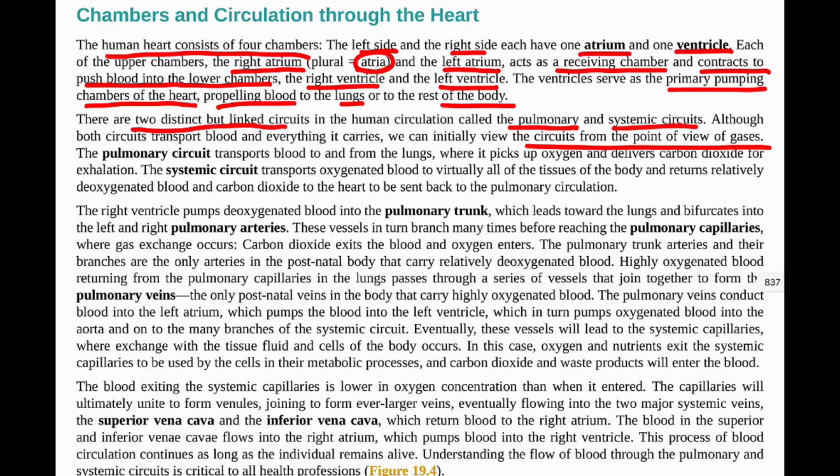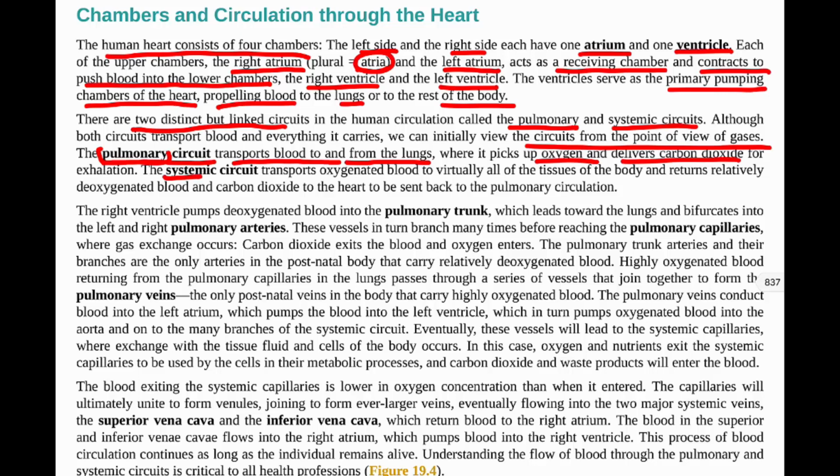When we're talking about the pulmonary circuit, we're talking about where the oxygen versus the carbon dioxide are. When we talk about systemic, we're talking about the same thing, oxygen versus carbon dioxide. The pulmonary circuit, pulm, is relating to the lungs. So the pulmonary circuit is going to the lungs, transporting blood to and from the lungs, where it picks up oxygen and drops off the carbon dioxide so that the carbon dioxide can be exhaled. Then we have the systemic circuit.